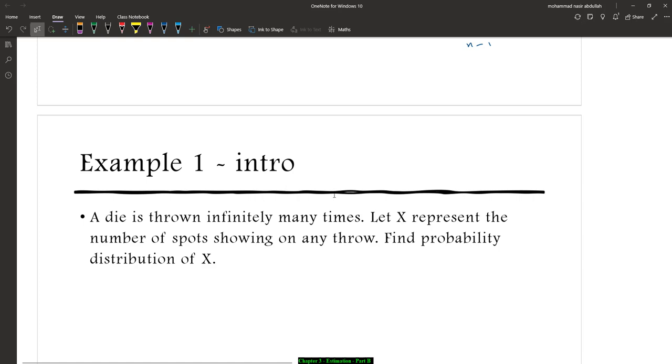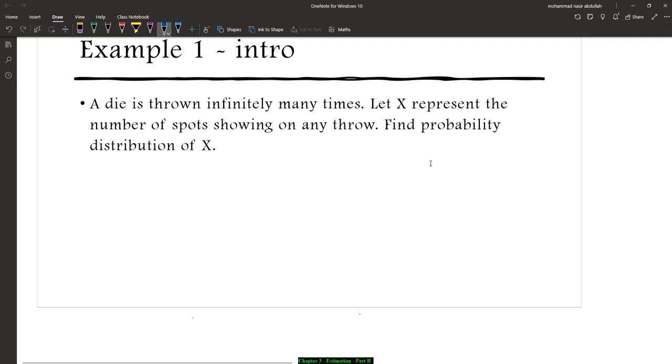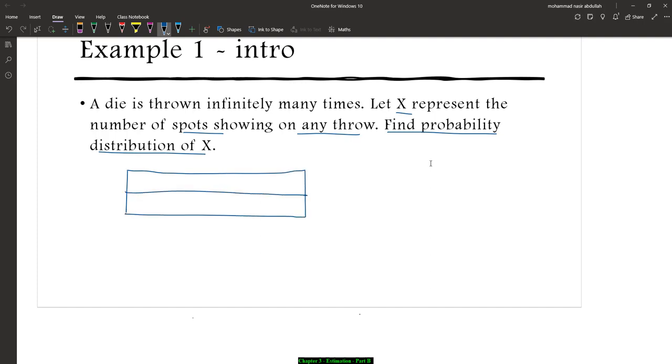Okay, so this one just wants to prove that our theorem is correct. Even though we already proved it, we try to prove it by using an example, right? A die is thrown infinitely many times. Let x represent the number of spots showing on any throw, then find the probability distribution of x. To find the probability distribution of x is very simple. We know that a die has six outcomes, 1, 2, 3, 4, 5, 6. This is the probability of x for 1, 2, 3, 4, 5, and 6. Each outcome has the same probability, which is 1 over 6, for each of the six values, right? We know this because it is very basic, and we already looked at this in the fundamentals of probability.